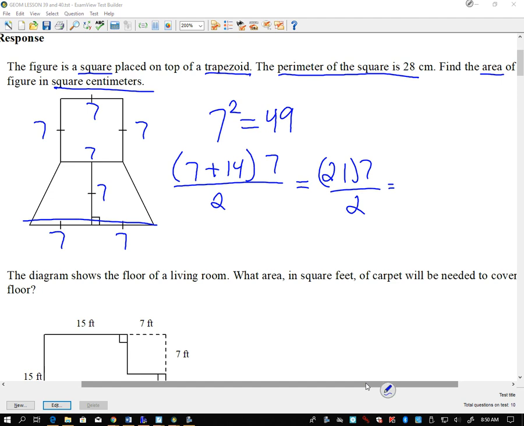Okay. 147. 17.5. 73.5. All right. What do I do with that, Maddie? I got 73.5, and I think I got 49 for another part. Anything?